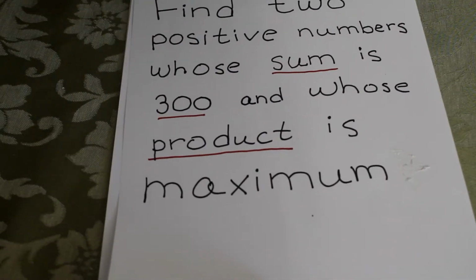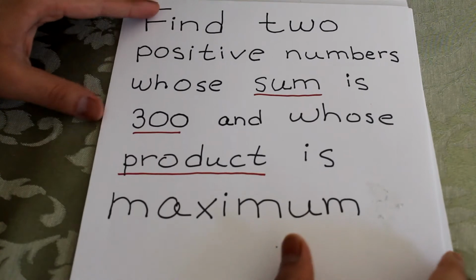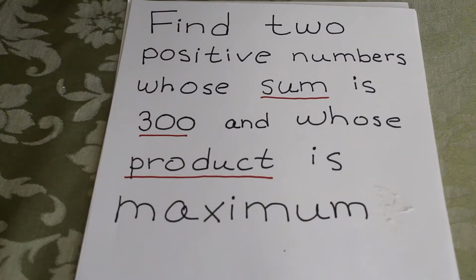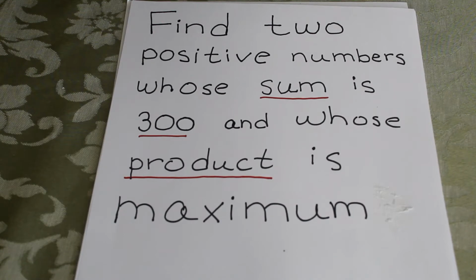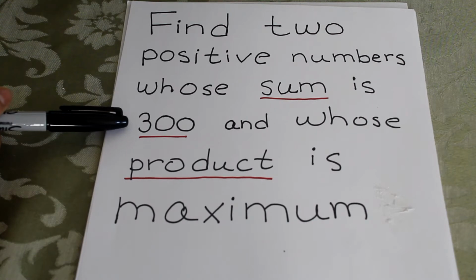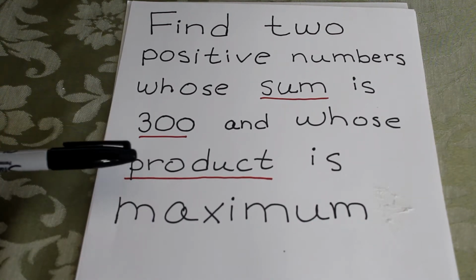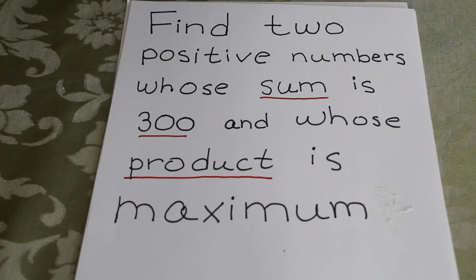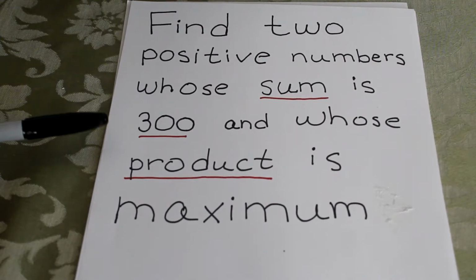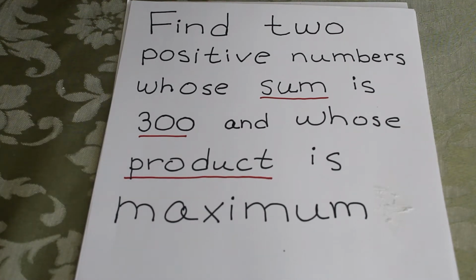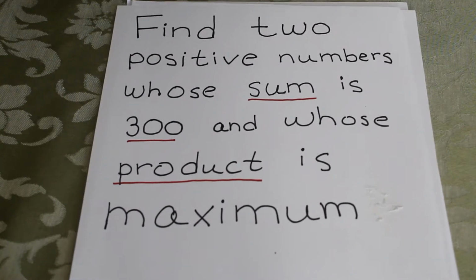So let's look at this problem. This problem says find two positive numbers that add up to 300 and whose product is maximum. So we're trying to find two positive numbers that are going to add up to 300 and whose product is going to be maximum. I encourage you to take note of this, know what the problem is asking for, know what we already know, and let's go from there.